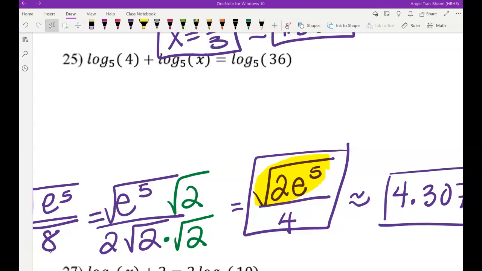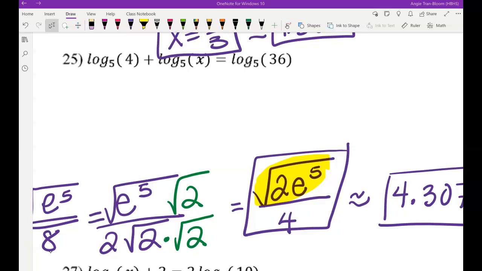Example 25 says log base 5 of 4 plus log base 5 of x equals log base 5 of 36. You got 3 logs here, 2 on the left side and 1 on the right side. Remember, we can't drop the logs unless the bases are identical, and you can only have 1 on each side.